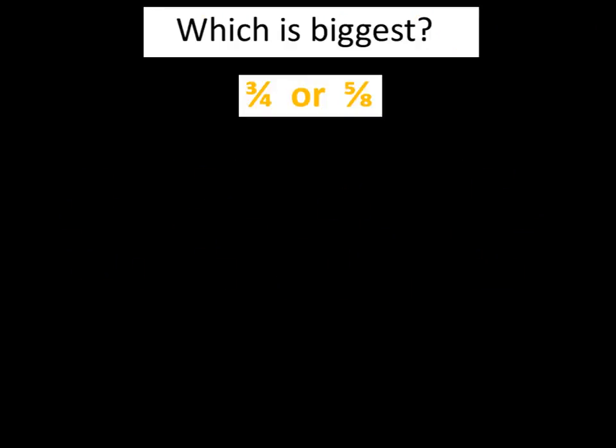Which is the biggest fraction, 3/4 or 5/8? Now at the moment we cannot compare the fractions because they're both out of different things. This fraction is out of 4 and this fraction is out of 8. So in order to make a comparison, we need to get the fractions both over to the same denominator using equivalent fractions. So we need to ask ourselves, what can we get 4 and 8 both over to?